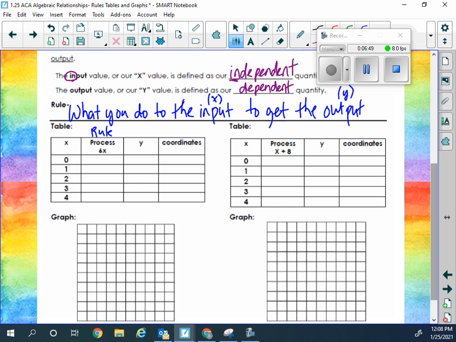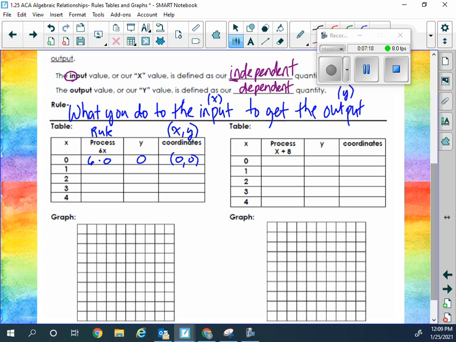Process, just a fancy word for rule, okay? So, where they put 6x, now that I put in 0, I'm going to put 6 times 0, because I'm putting in 0 for x. So then what would y be? 0, because 6 times 0 is 0. So then your coordinates are x, remember, x, y would be your coordinates, so that would be 0, 0. Does everybody see where I got all that?